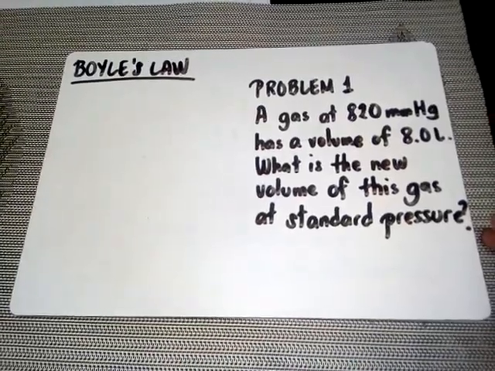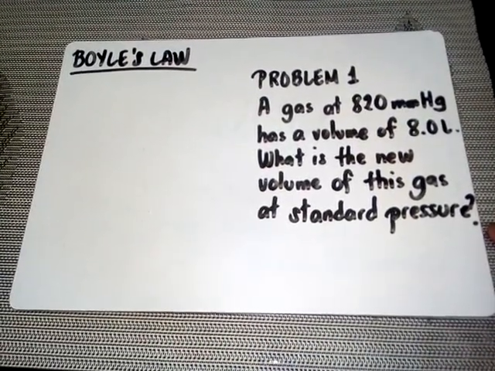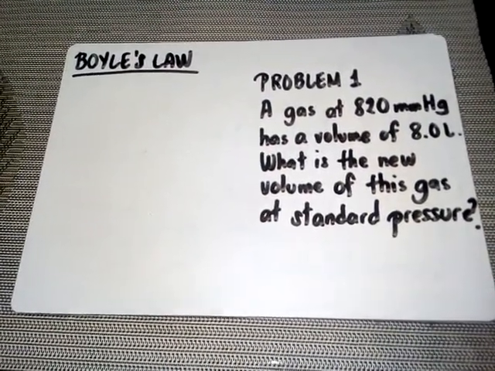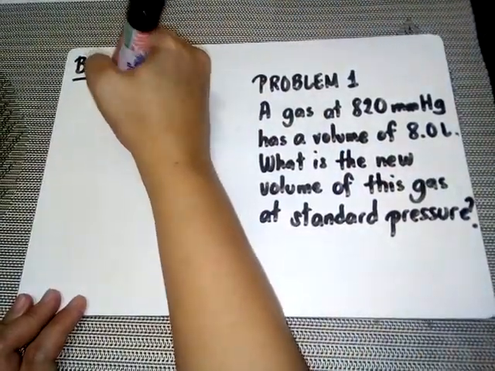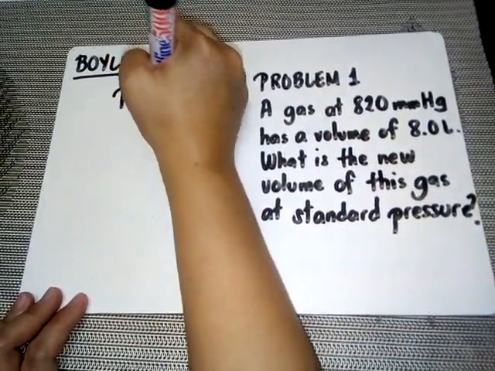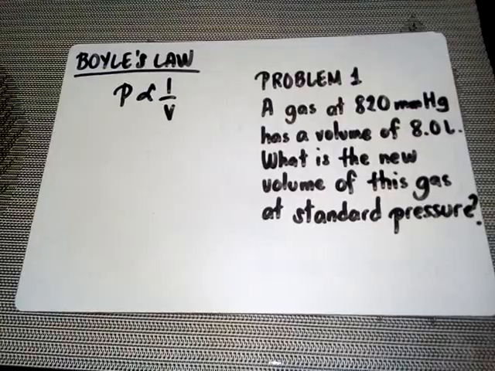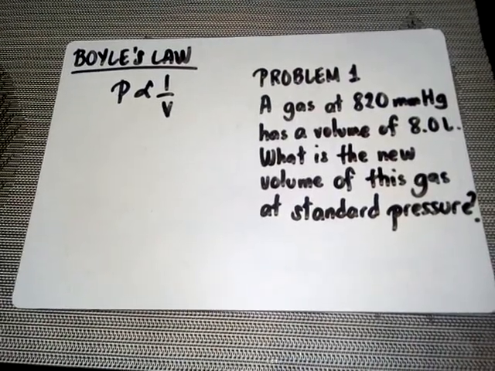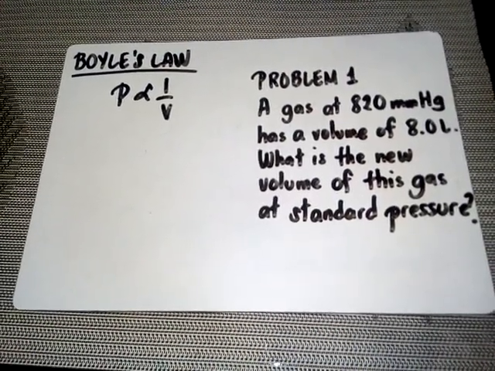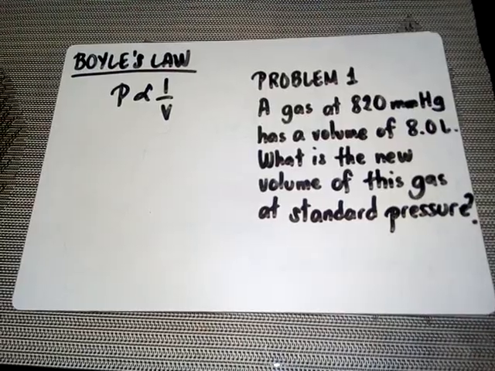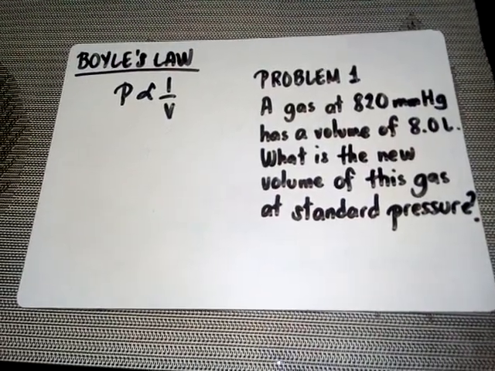This video discusses Boyle's law. Boyle's law states that at constant temperature, pressure is inversely proportional to volume, meaning as pressure increases, volume decreases, and vice versa. So as volume decreases, pressure increases.